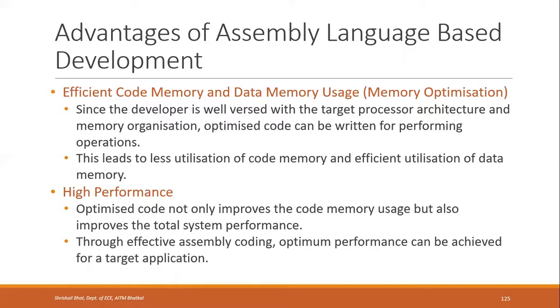Another one is high performance. Since the code is optimized, it will improve the memory usage, but it will also improve the total system performance. Through effective assembly coding, optimum performance can be achieved for target applications. The performance is also increased because you have optimized the memory.